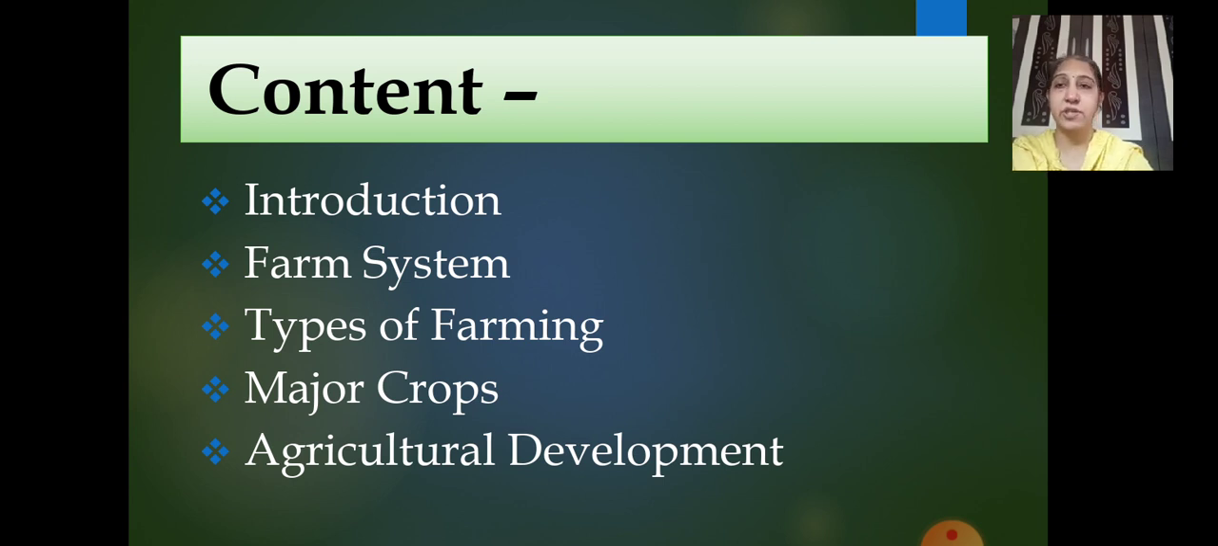Before coming to today's topic, that is agricultural development, we will have a quick recap of what we have learnt in our major crops. In our major crops topic, children, we have learnt about the major food crops, right? That is wheat, rice, maize and millets. We saw which type of soil is suitable for growing that particular crop, and which countries are the leading producers of that crop. This is what we have seen for each of the major crops, wheat, rice, maize and millets.